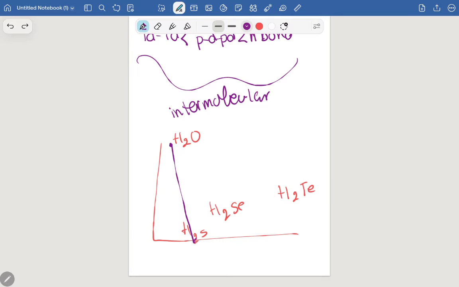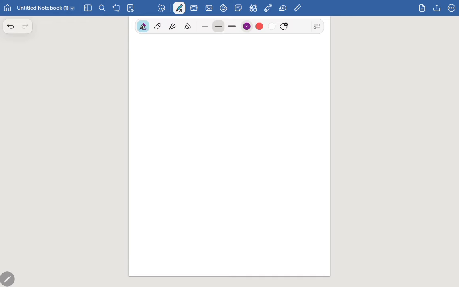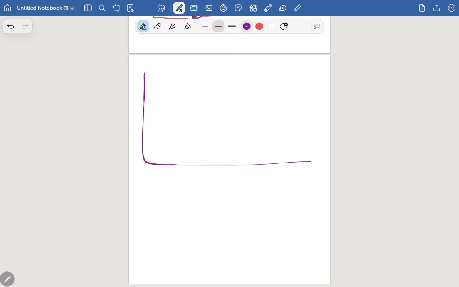Now, this is an example with oxygen. Now let's take another example. So we have hydrogen fluoride, hydrogen chloride, hydrogen bromide, and hydrogen iodide. It will look something like this. We start from the top and then we go to the minimum, and then it starts increasing slowly and slowly. So it will look something like this.